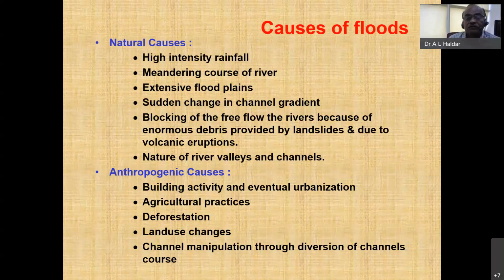Similarly, if there is a sudden change in the channel gradient, the flood takes place, and in different river valleys and natural channels, the flood takes place. But there are natural causes as well as anthropogenic causes. You can see building activity and eventual urbanization. Urbanization is giving the major causes. So what is happening in Mumbai, what is happening in other cities, say Kolkata, and even in Delhi also.